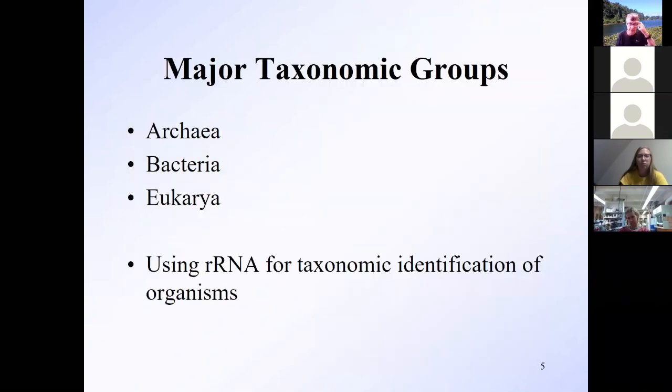So we'll talk about the major taxonomic groups, the archaea, the bacteria, and the eukarya. And then we'll talk about using ribosomal RNA for taxonomic identification of organisms. And we will do that in the next lecture because we have about 3 or 4 minutes left.